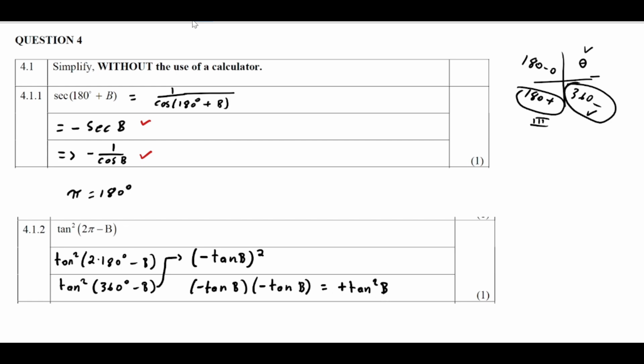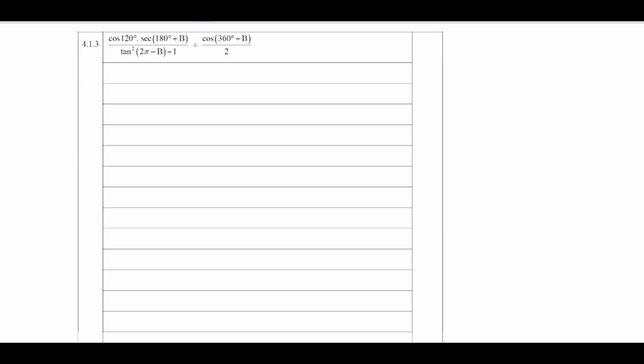That's why we can confidently say that tan squared of this is positive tan squared of b. Even if the tangent is negative, because it is squared, automatically it becomes positive. This is how it becomes positive. It's because the negative sign is being multiplied by another negative sign, and then you end up with something that is positive. Okay. Moving on to the next question.